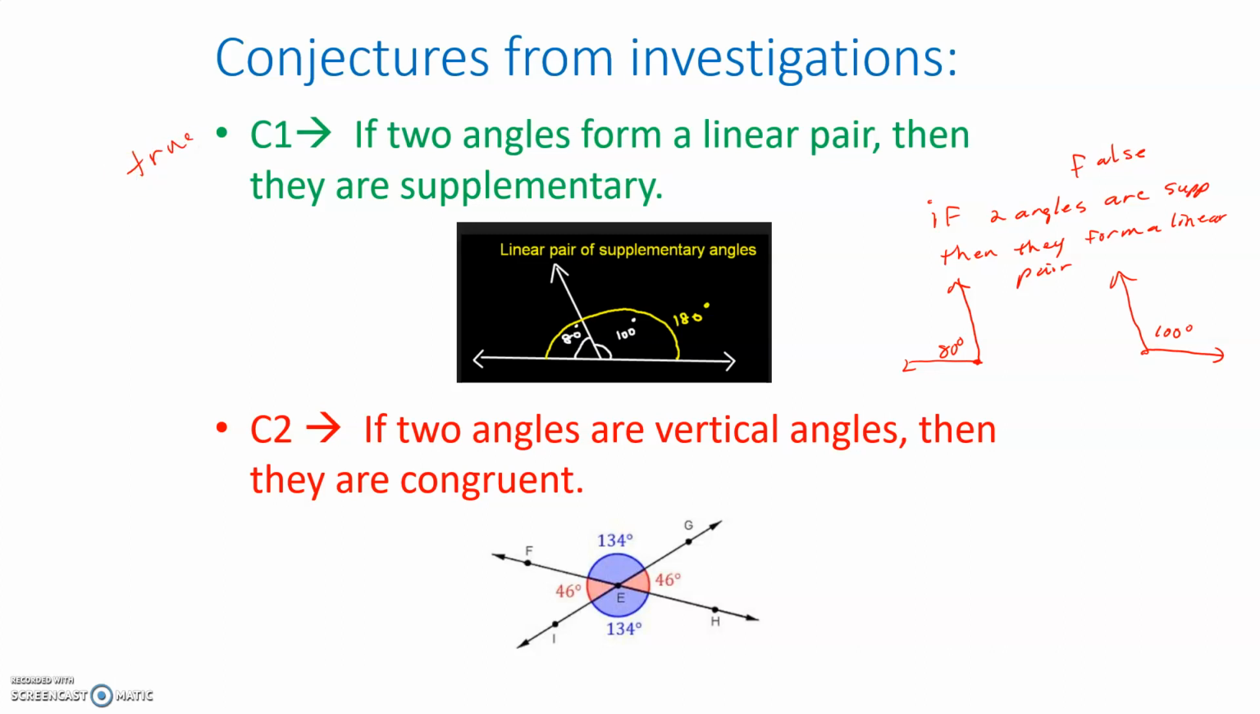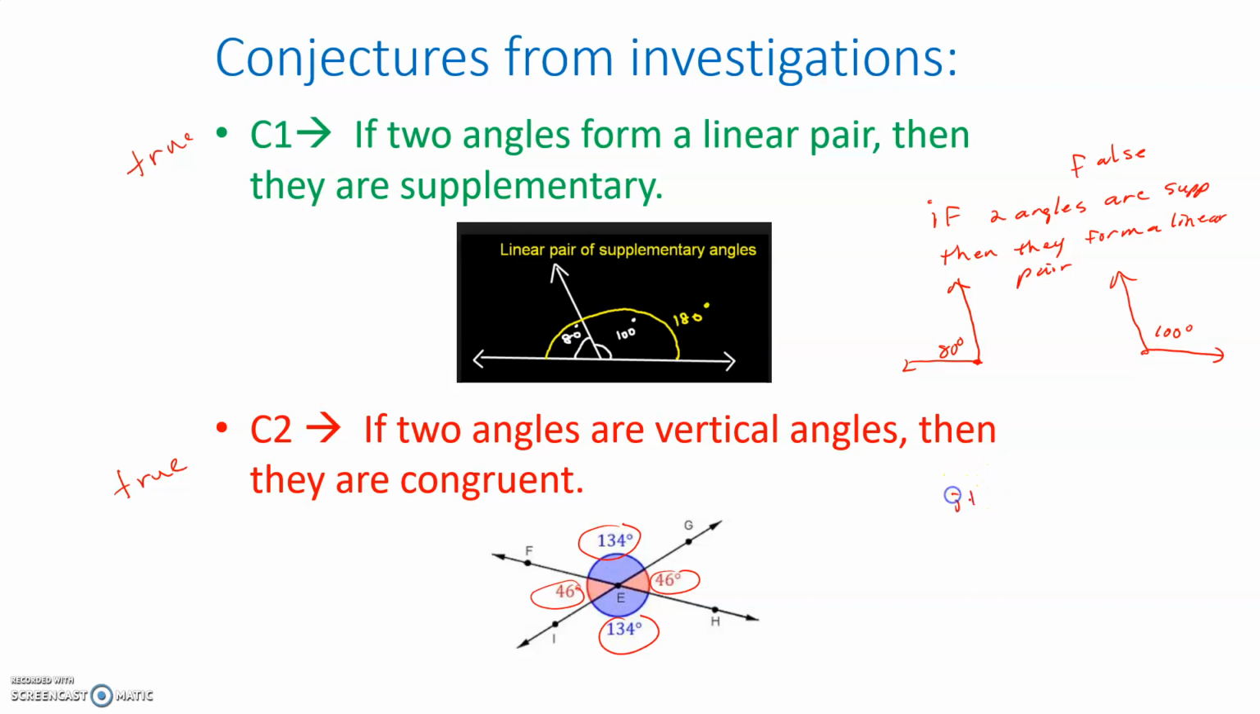Here's the second conjecture you should have come up with in the investigation. If 2 angles are vertical angles, then they are congruent. So 2 lines intersect. This pink and this pinkish, reddish pinkish angles are both 46. So that shows me that vertical angles are equal to each other. If I look at the blue ones here, 134 and 134, they are vertical angles and they are equal also. So that is true. You should have gotten that from the activity that they made you go through and using inductive reasoning.